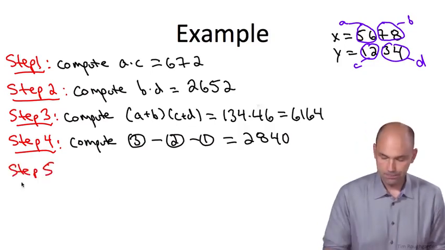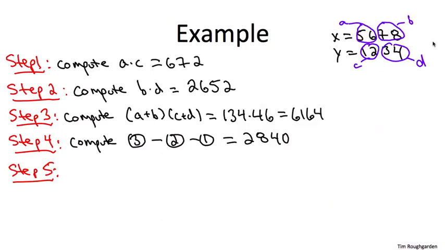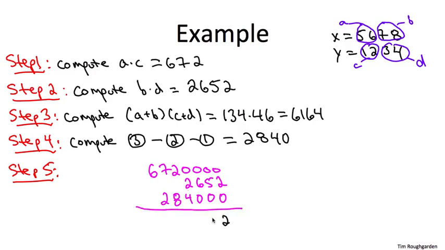Here's how I do it. I start with the first product, ac, and I pad it with 4 zeros. I take the result of the second step and I don't pad it with any zeros at all. And I take the result of the fourth step and I pad it with 2 zeros. If we add up these three quantities from right to left, we get 7,006,652.